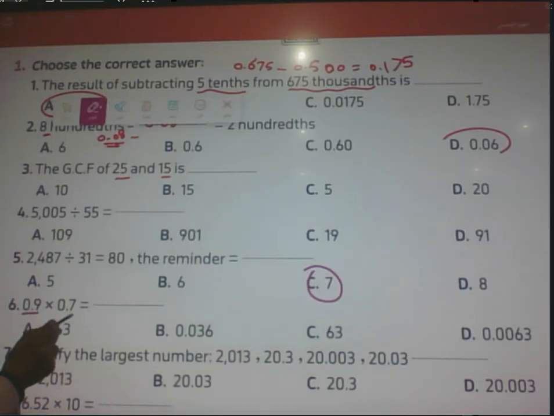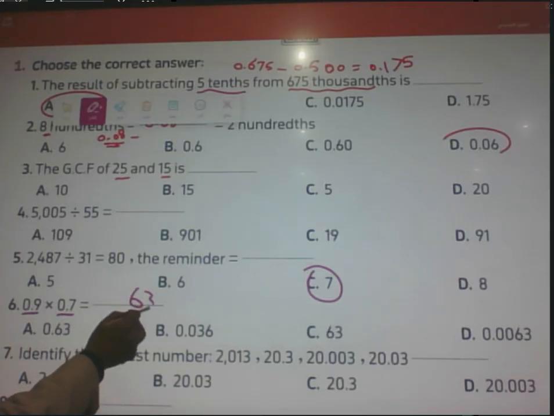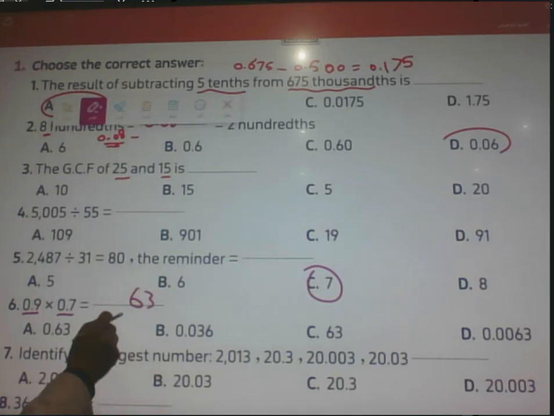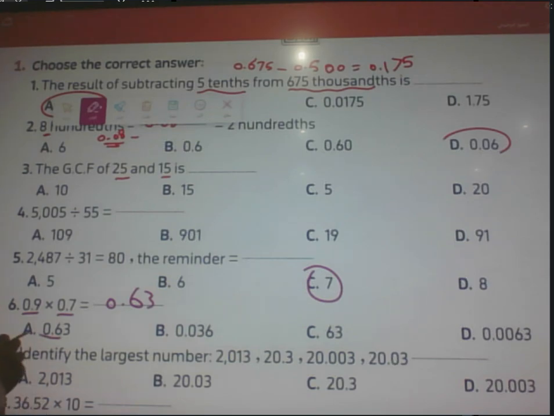Multiply 9 tenths by 7 tenths. 7 times 9 is 63. The point is after one place and after one place, then the point will be after two places. The result will be 63 hundredths. Okay, 63 hundredths. Choose this E.